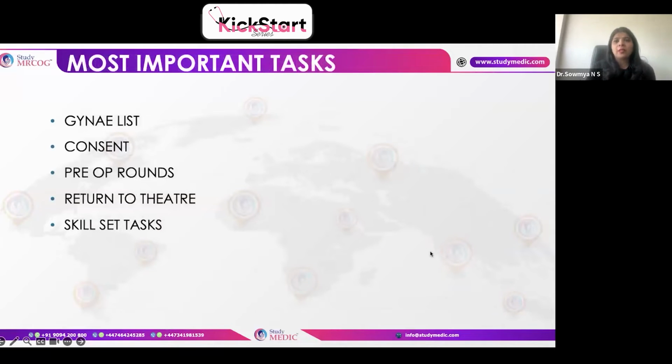And most important, core surgical skills is one of the most variable tasks you can get, and a bigger module as such, because it starts from taking consent. You need to be filling up the consent form in the 10 minutes, and you need to counsel the patient as well. And you could get the gynae list prioritization in this. And obviously, pre-op rounds can come here, and post-op generally comes under the post-op module.